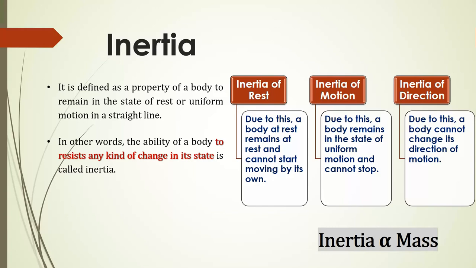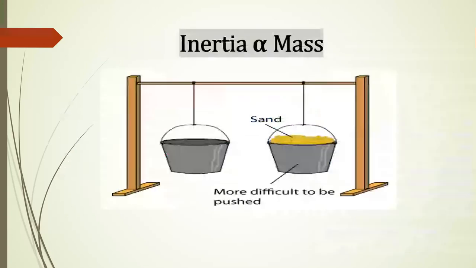Now, inertia and mass. What is the meaning of this? Let's discuss. See this picture carefully. One bucket is empty and the other bucket has sand in it. So it's more difficult to push the bucket full of sand, isn't it? It has more inertia. The more the mass, the more the inertia, the more the tendency of a body to remain in its state.